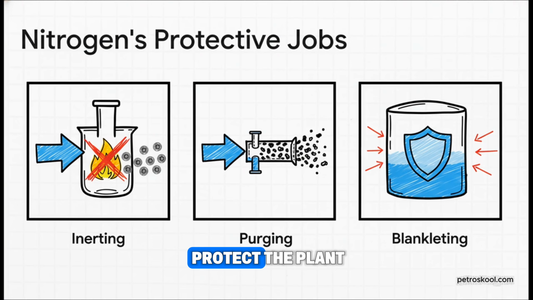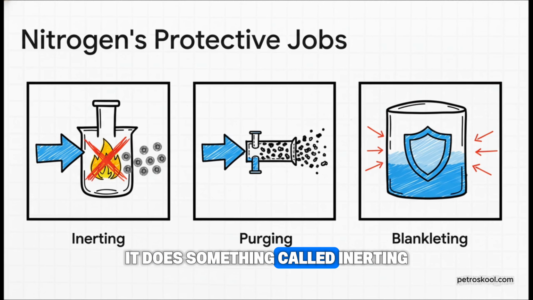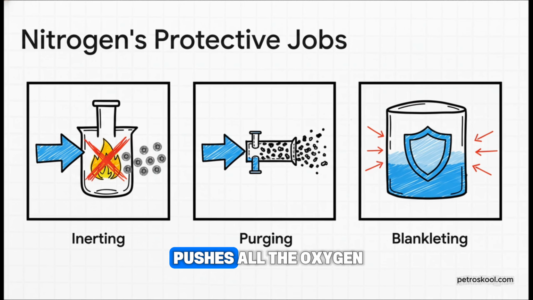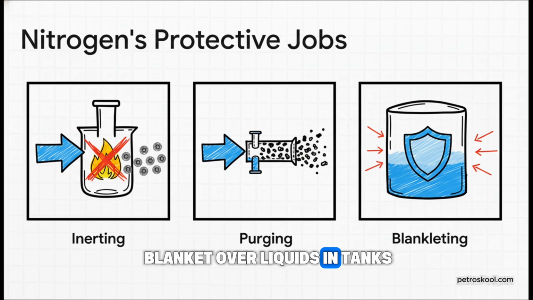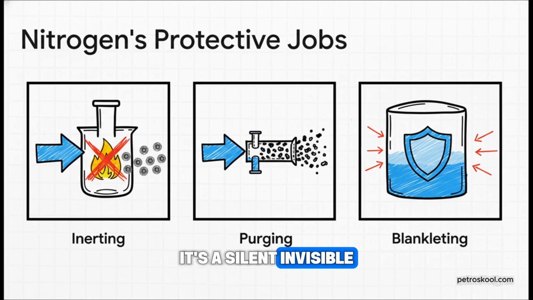So how does it protect the plant? Well, it does it in three main ways. It does something called inerting, which just means it pushes all the oxygen out of a space to prevent fires or unwanted reactions. It purges lines and equipment to clean them out. And it provides a blanket over liquids in tanks to stop them from reacting with the air. It's a silent, invisible protector on the job 24/7.